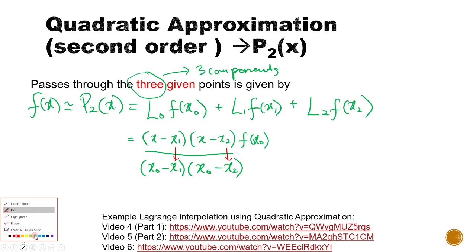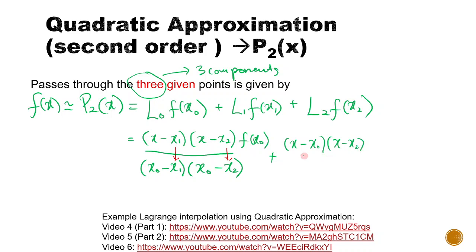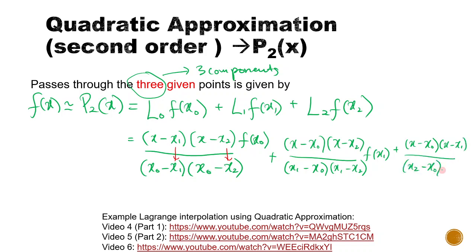Not only that, we need to add the other components. So L1 is the same: x minus x0 times x minus x2, divided by x1 minus x0, x1 minus x2, multiply with f(x1), plus x minus x0, x minus x1, divided by x2 minus x0, x2 minus x1, times f(x2). So these are the 3 components for the quadratic approximation.